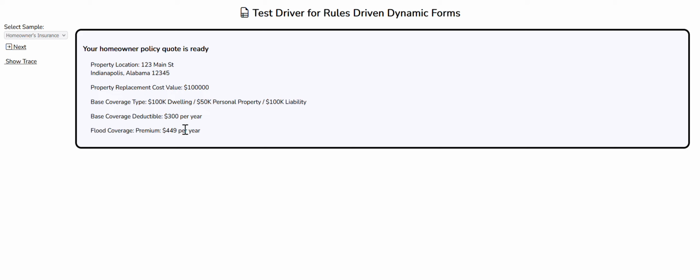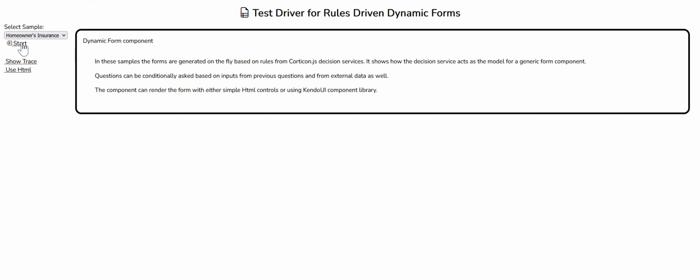Now, based upon the fact that I requested flood coverage, I see I have $449 per year as my premium for flood coverage. Now, let's just refresh this quickly and start again.